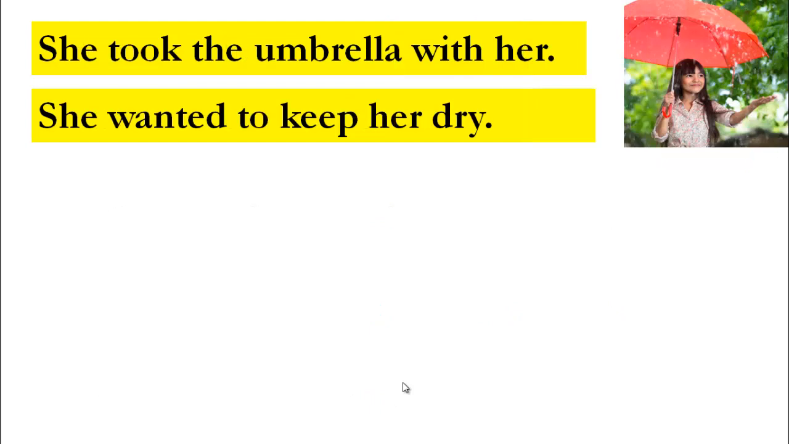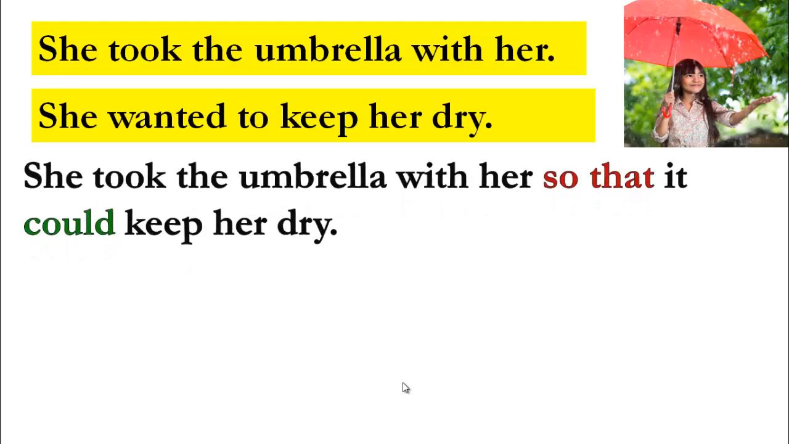She took, in the past, she took the umbrella with her. Why? She wanted to keep her dry. So this is the purpose. So she took the umbrella with her so that it could keep her dry. What do I use here? Could. Why? Because if you look at the first part of the sentence, it's in the past form. So we are not going to use can. What is the past of can? Excellent. It's could. But if you are going to use in order to, you are going to use what?